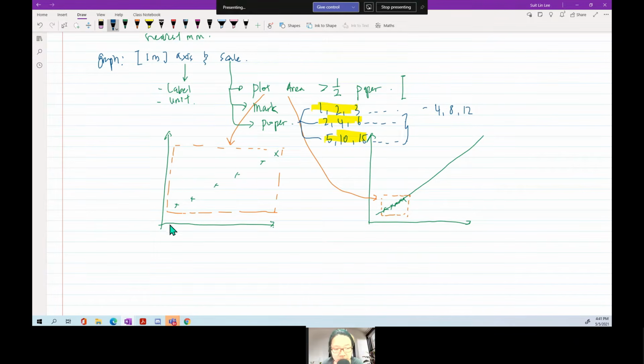So when you label, you should label every 2 cm. Every 2 cm, you draw a marking. You do not need to start from 0 so that your plotted area is big. Origin, not needed.